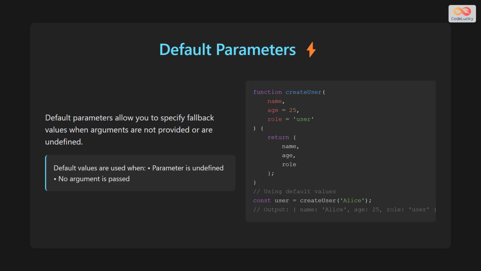When we call createUser with only the name Alice, the function uses the default values for age and role and returns an object with the name Alice, age 25, and role user. This is very helpful in setting up some basic or default values for our functions.